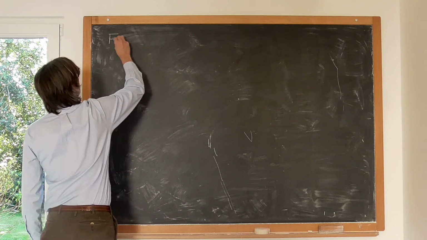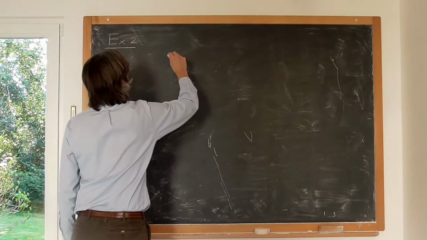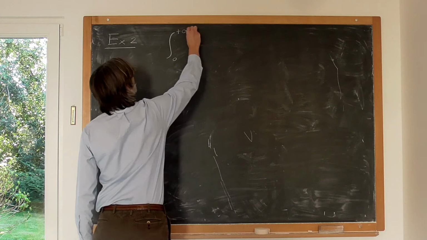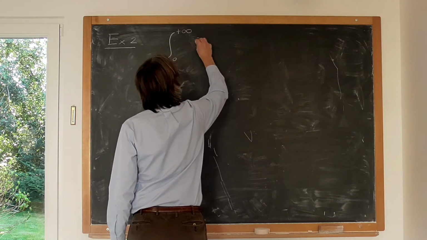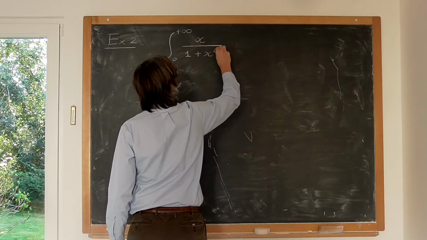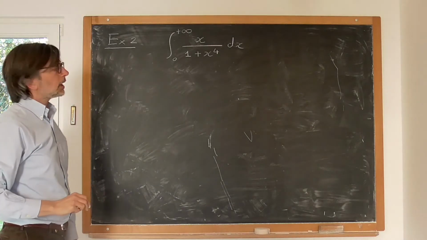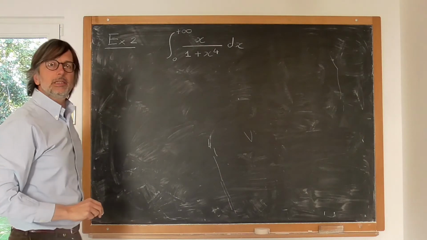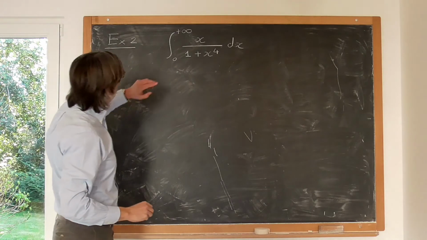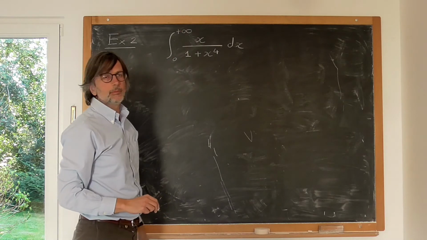look at another example. Example 2. Now we would like to compute the integral from 0 to plus infinity of x divided by 1 plus x to the power 4 dx. Okay. So this is similar to the integrals of type 2, but now we want to integrate only on a half line.